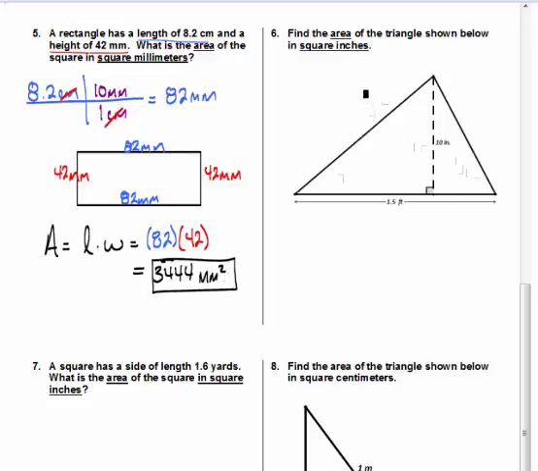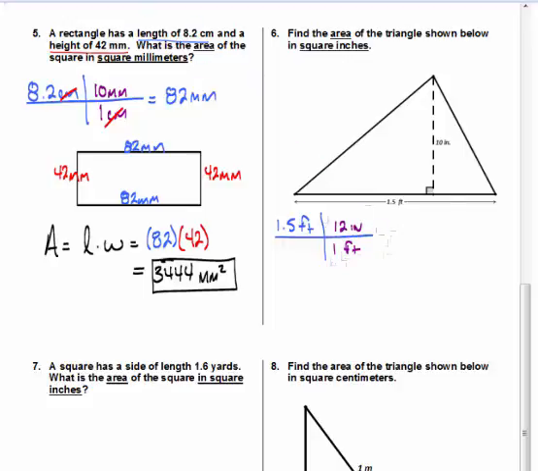Next one says find the area of the triangle shown below in square inches. So they gave us the height in 10 inches, but the base is in feet. So we'll need to convert that feet. So for 1.5 feet, if you remember from the last section, again, you can look through your notes, that there are 12 inches in 1 foot. So I need to put the 1 foot in the denominator and 12 inches in the numerator.